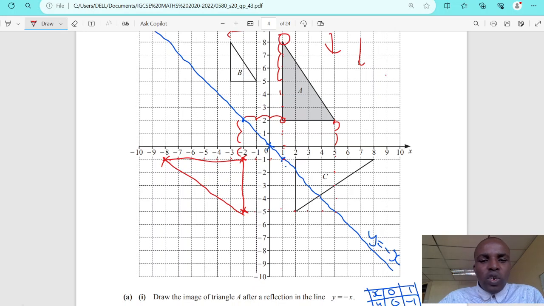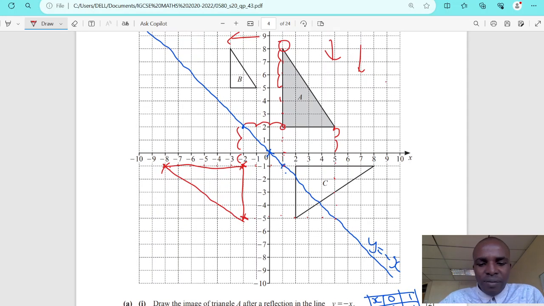Then next, draw the image of triangle A after a translation by vector (-2, -9). You can just use the counting method. This one is -2 in the x direction and -9 in the y direction. So -2 you'll be going to the left, -9 you'll be going downwards. Y increase is going upwards, decrease is going downwards. X decrease is going to the left and increase is going to the right.